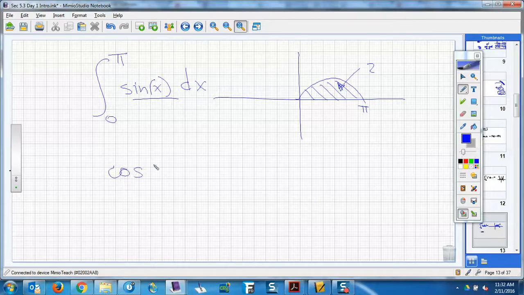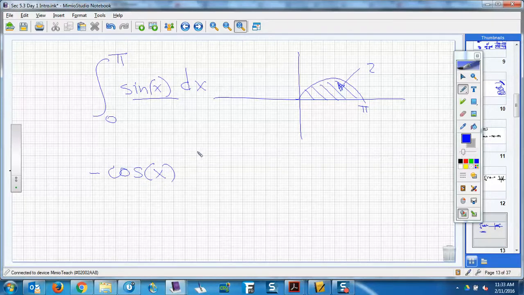Well, here's how you check. Let's say you thought it was just plain old cosine. Now that's actually the derivative of sine, so how do you check? Take the derivative of it. What's the derivative of cosine? Negative sine. Oh, okay, so what does this need? It needs a negative. Now if you did the derivative of that, it'd be positive sine.